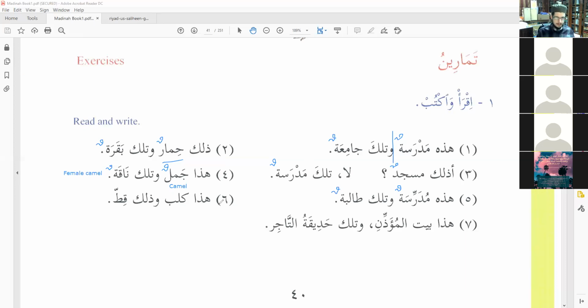Number 6, Brother Asim. هذا كلب وذلك كلب. Excellent work. Translate that for us. This is a dog and that is a cat. Fantastic. And notice how they both are masculine. Yes. هذا كلب وذلك, even though it's far, كلب. And finally, Brother Muhammad Mu'tasim, number 7.